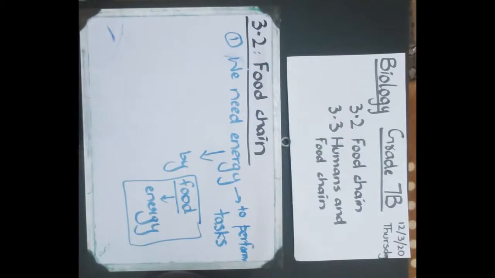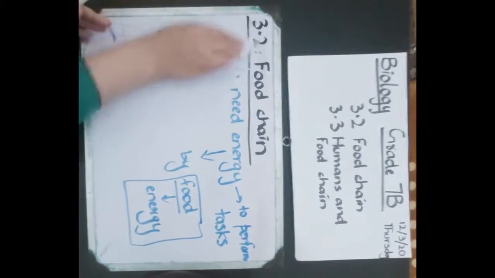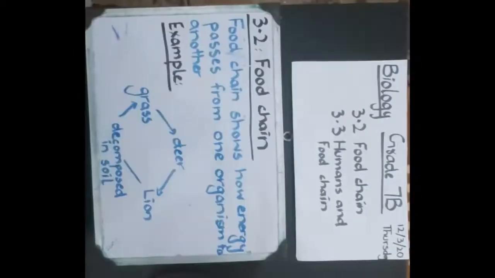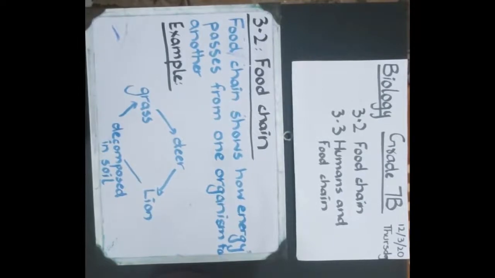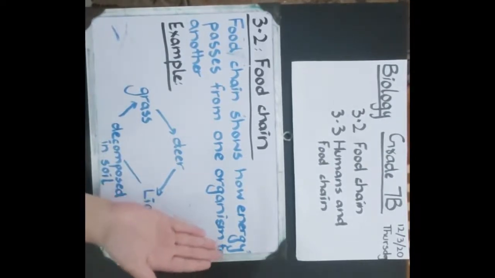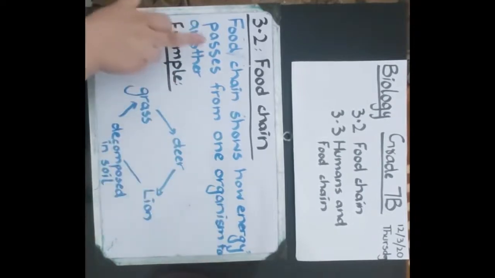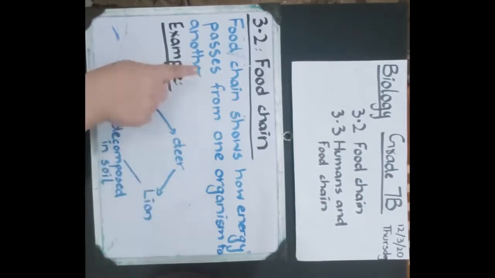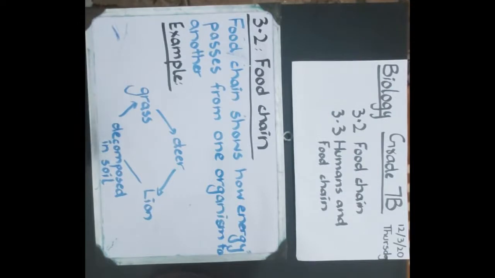So what is a food chain? Food chain shows how energy which we get by food passes or is transferred from one organism to another. So what is a food chain? Food chain shows how energy is transferred from one organism to another.